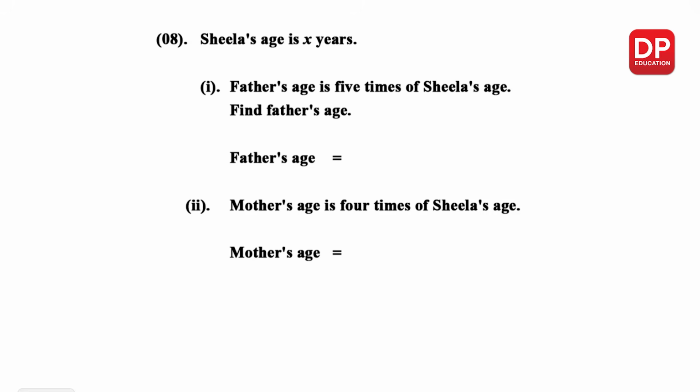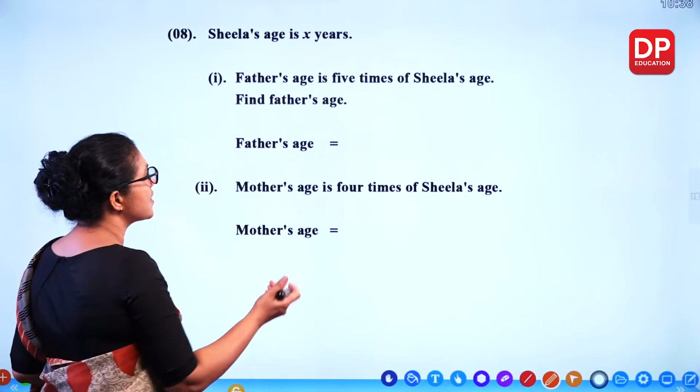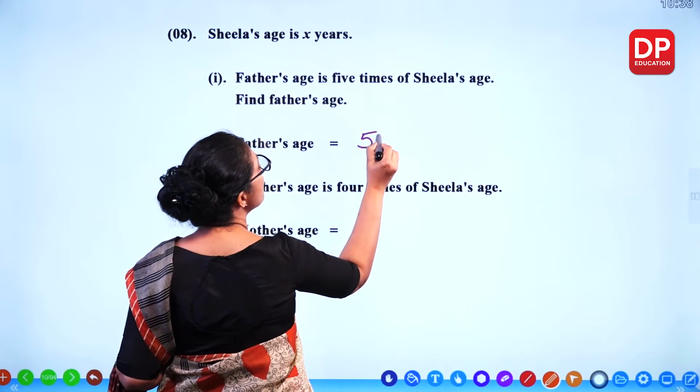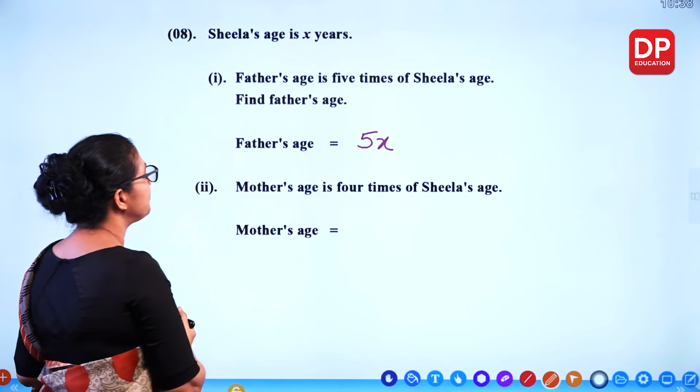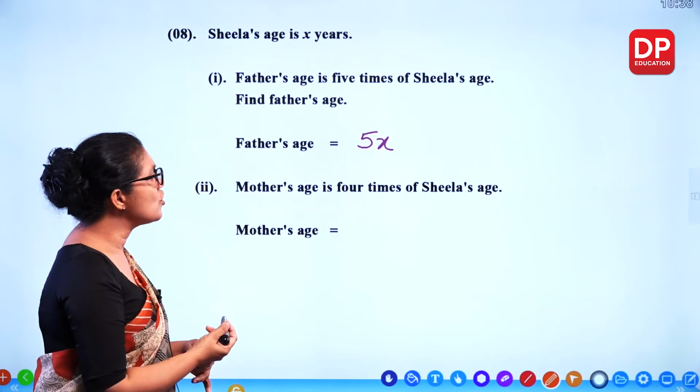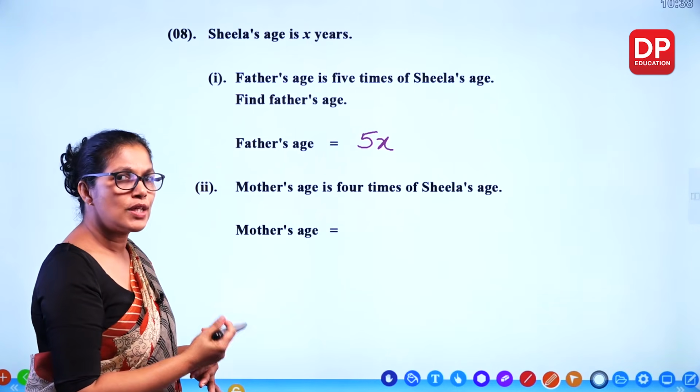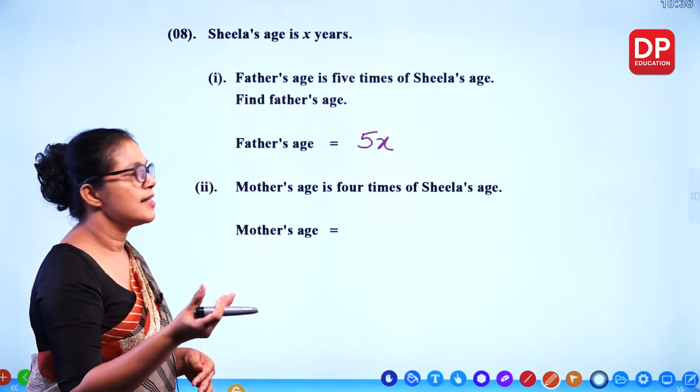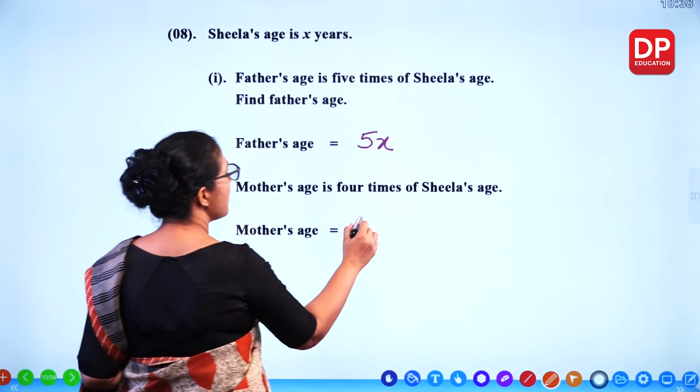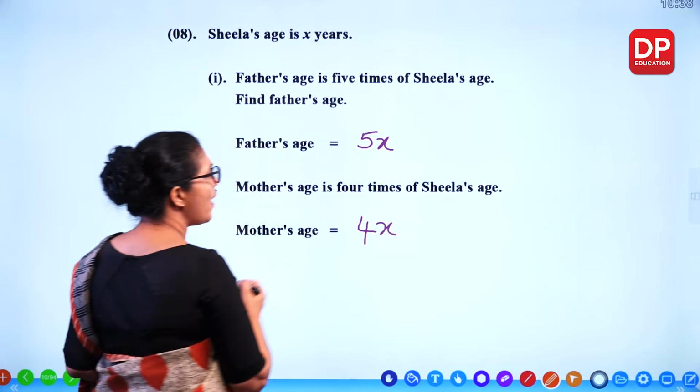Sheila's age is x years. Father's age is 5 times Sheila's age. Find father's age: 5 times x. So you can write 5x years. Mother's age is 4 times Sheila's age. So what's Sheila's age? x. So 4 times means I can write 4x.